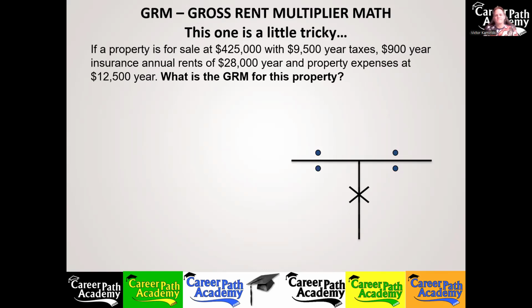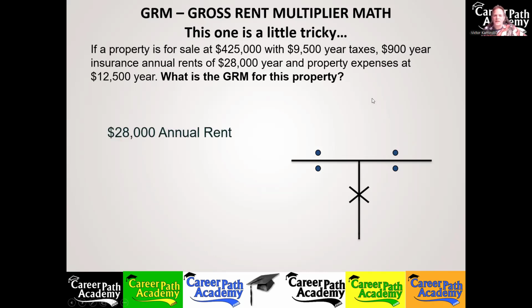For the GRM, you need property value at the top and gross monthly income on the bottom left. So we just plug in what we have for this one. What's the gross monthly income? Didn't you have to figure it out since it's $28,000 per year? Well, that's the annual income per year. Exactly. So you would have to divide that to find out the monthly. Okay, so let's do that.